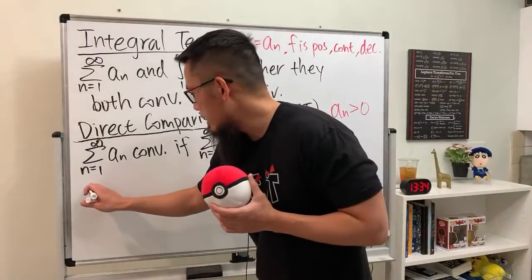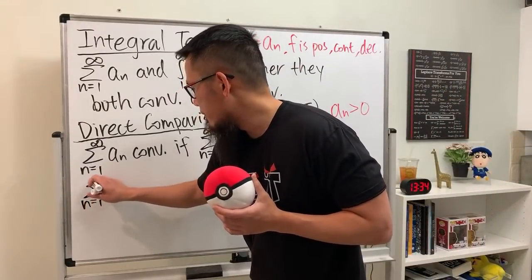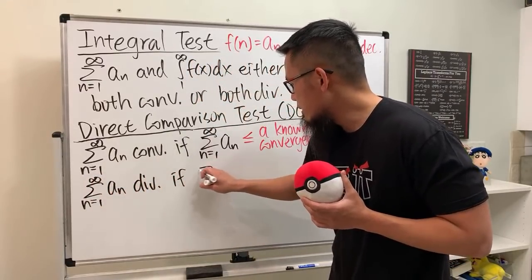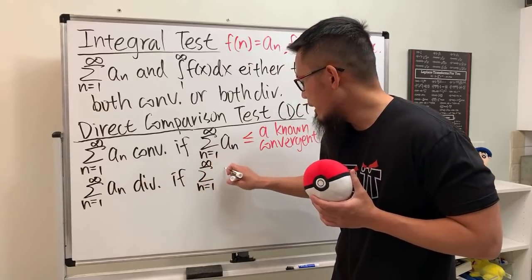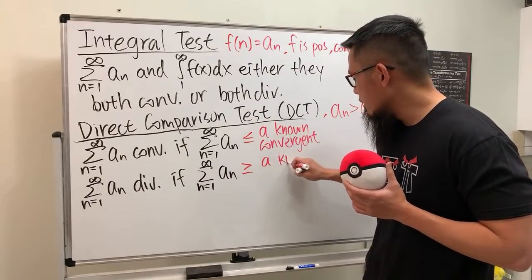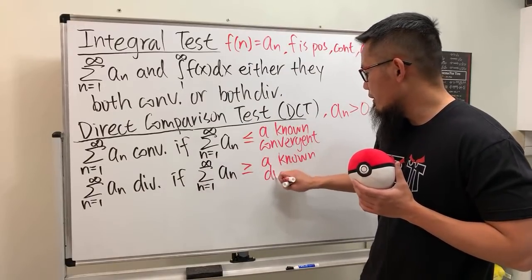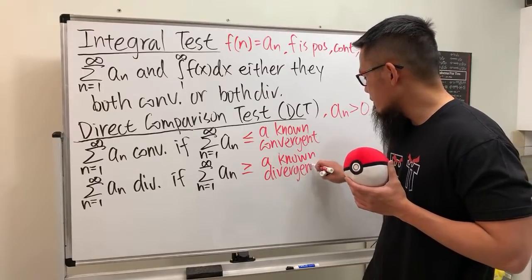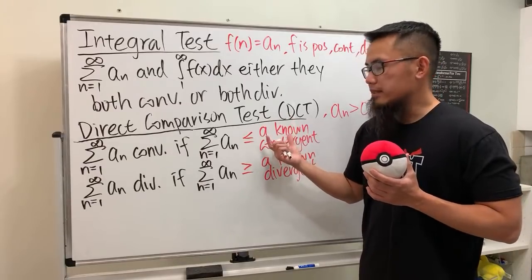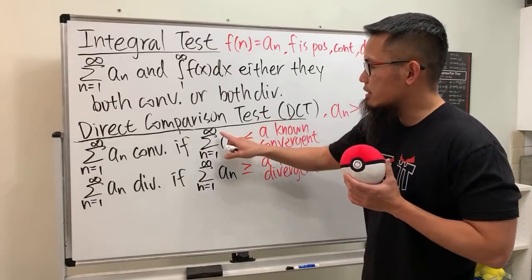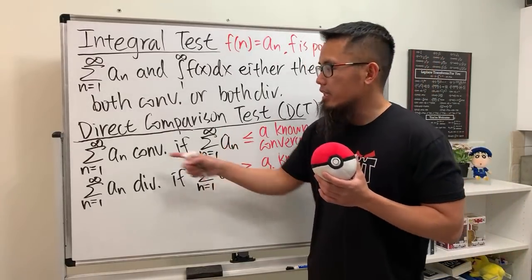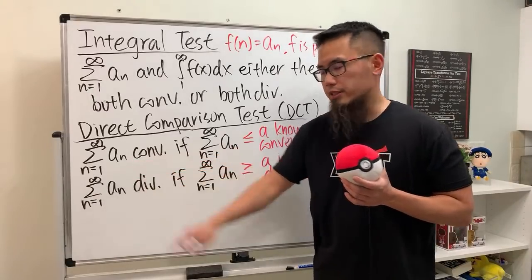And the second version is that if we have an infinite series, this right here diverges if we can show that the series of an is greater than or equal to a series that you already know is divergent. So the idea is that, remember, a convergent series means that you get a finite value. And yes, if this is less than or equal to a finite value, that means this right here has to be also finite.